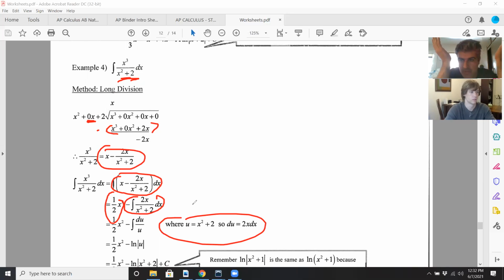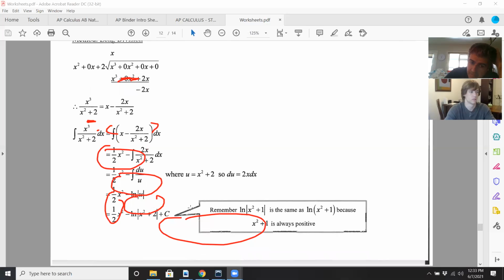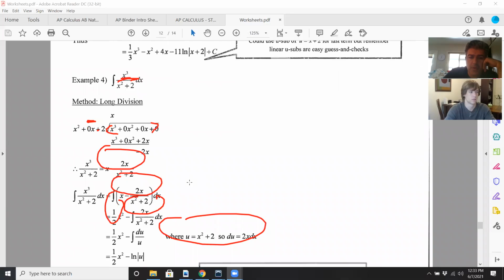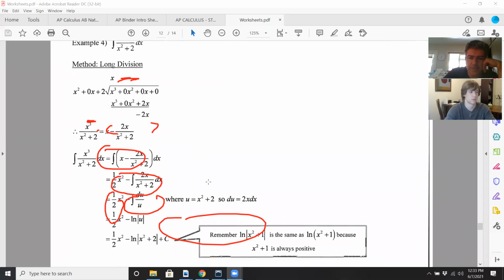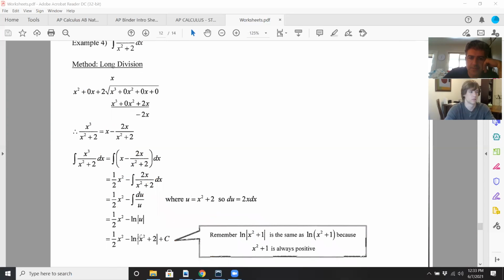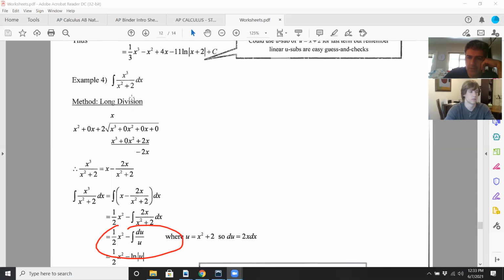You let u equal x squared plus 2, du over dx equals 2x, isolate dx, or you could replace 2x dx simultaneously, replace that with du, work it all out, you're good. Get the answer. You're a-okay. And of course, if you do the derivative of this and combine some things, you would get back to x cubed over x squared plus 2.